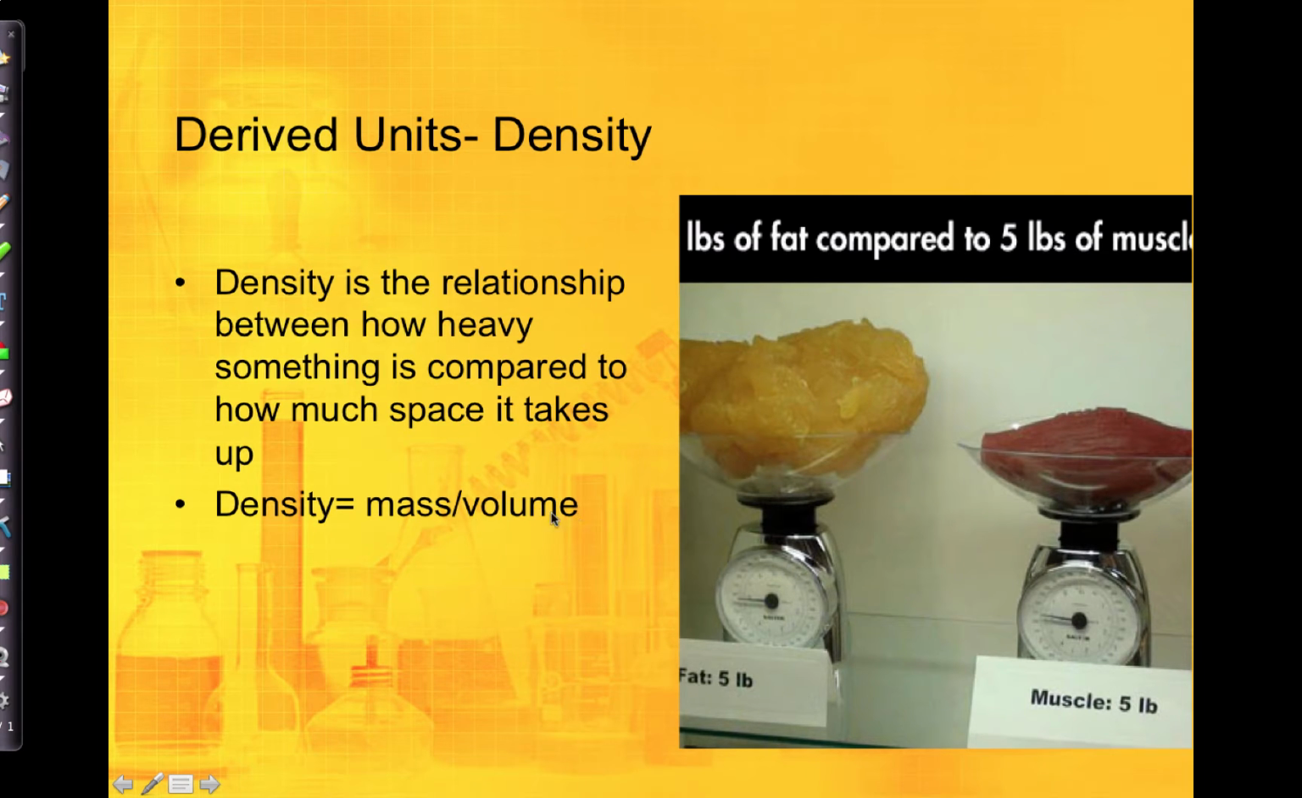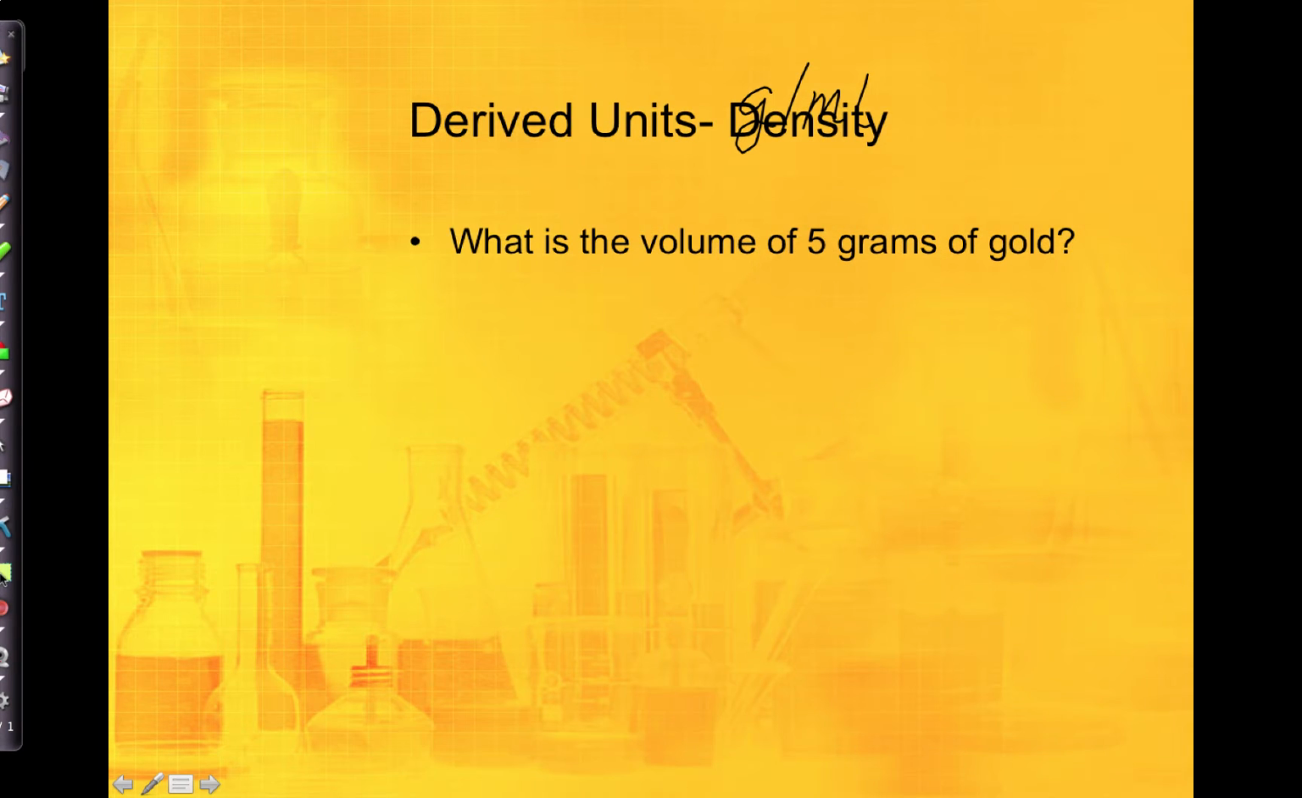All right, so density is equal to the mass divided by the volume. But really, if you just know that density's units are grams per milliliter, or really any mass unit divided by any volume unit, you'll know what density is, or you'll know the formula for density. And really and truly, you don't even need the formula if you have dimensional analysis. Okay, so it says, what is the volume of 5 grams of gold?